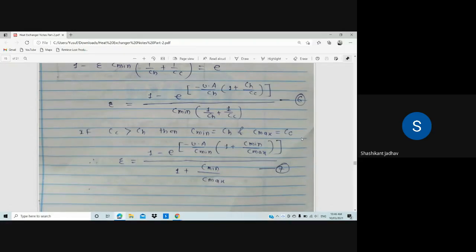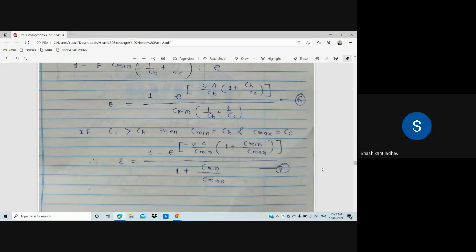So therefore epsilon is equal to 1 minus e raised to into bracket minus u into a. ch च्या जागेला काय लिहिणार आहे, c minimum. So minus u into a divided by c minimum into bracket 1 plus c minimum upon c max divided by 1 plus c minimum upon c maximum. असं का झालं असेल तर हे सिम्प्लिफाय केलेलं इक्वेशन आहे.